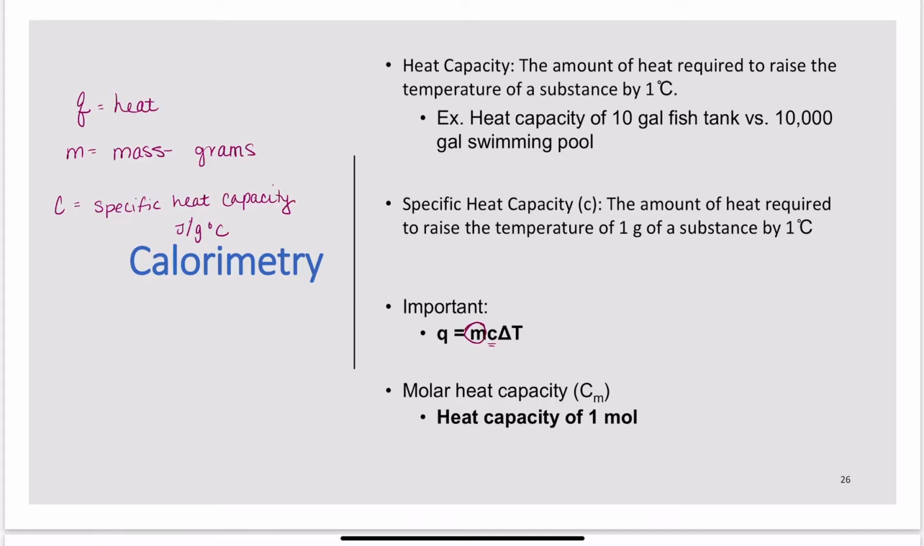The biggest thing is we need to make sure that the units here, the grams, match the units here. Grams, moles, whatever you're using. And the units on temperature match the units here. And that's why they can change. And then delta T is temperature final minus temperature initial.